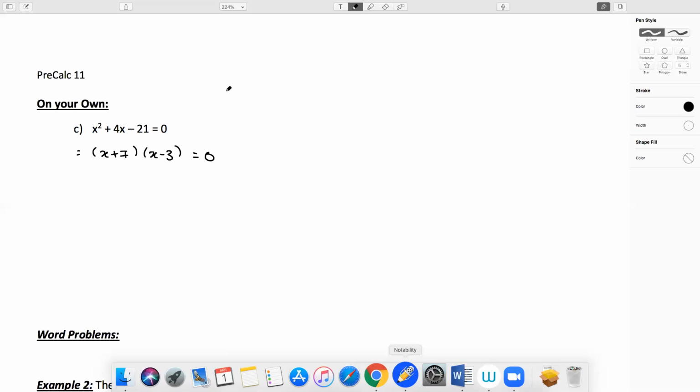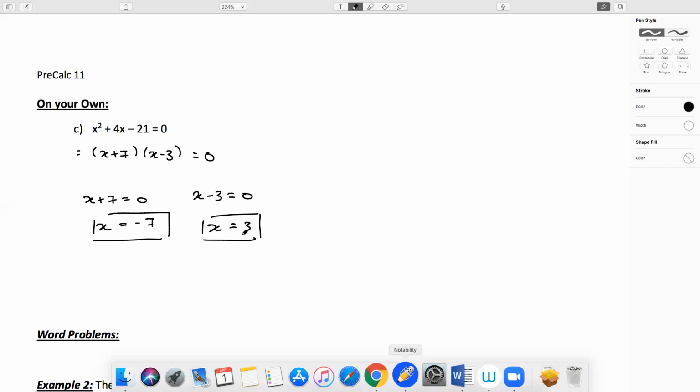So now at this point, we just take our brackets, set them equal to 0, and solve for x. X plus 7 has to equal 0. X plus 7 equals 0. So x must be negative 7. And x minus 3 also has to equal 0. So that means x has to be positive 3.